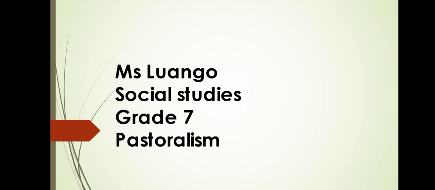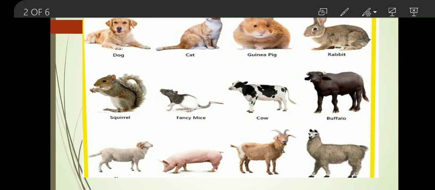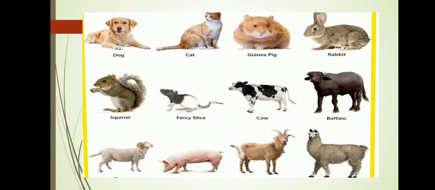Our topic for today is pastoralism. To start off, let's look at this picture. What do you see? Well, I see a dog, a cat, a rabbit, and a few other animals. Are they part of one group? You may ask yourself. Well, they could be.